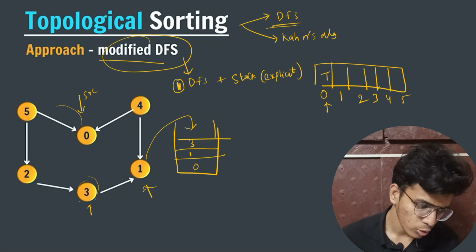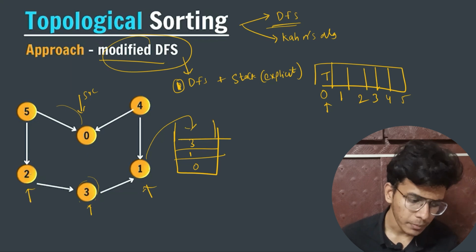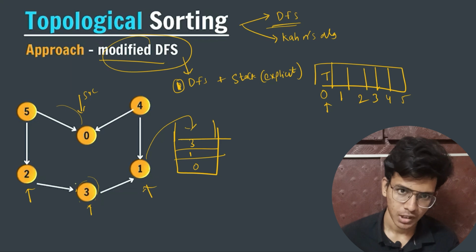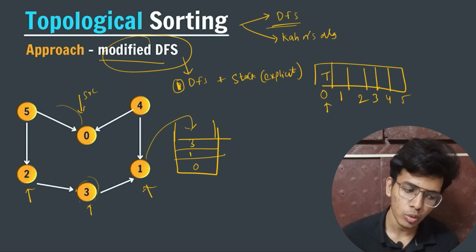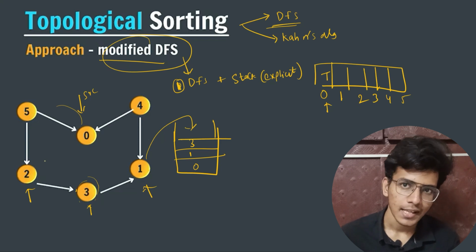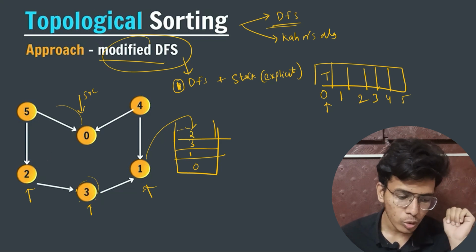After that I will go to 2. From 2 I can go to 3, right? But from 2 I cannot go to 5, and 3 is already visited. So if the node is already visited, then I will not go to that node. I will add that node 2 into my stack. So I will add 2 into my stack.